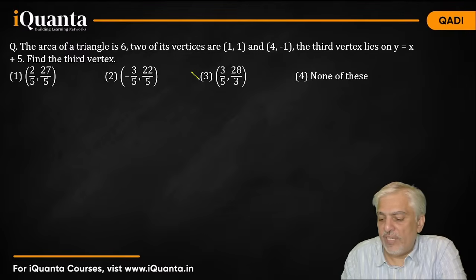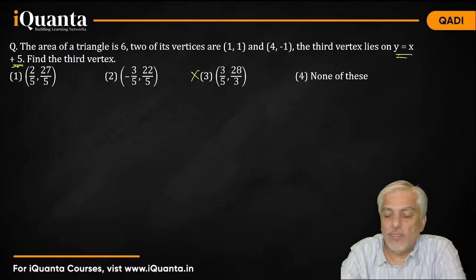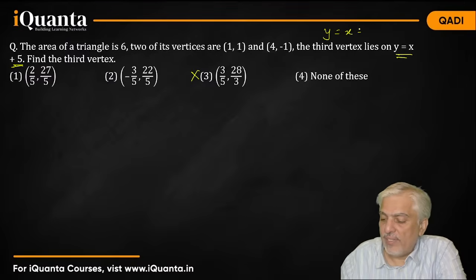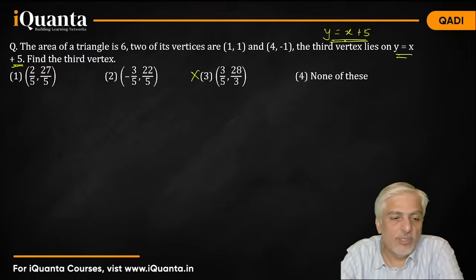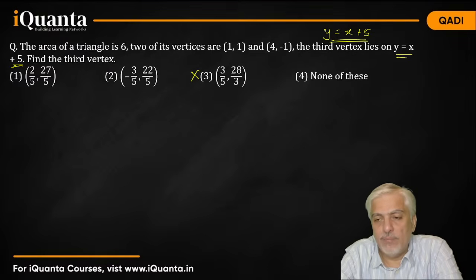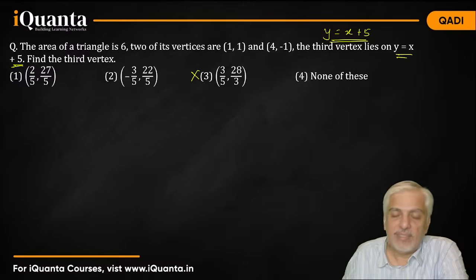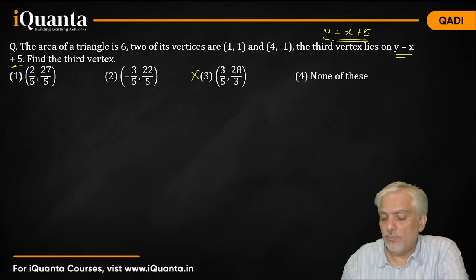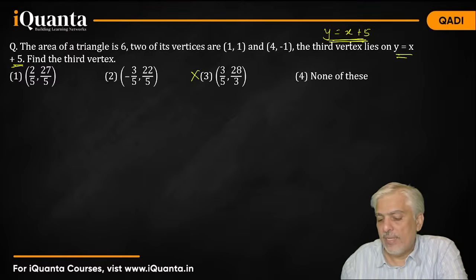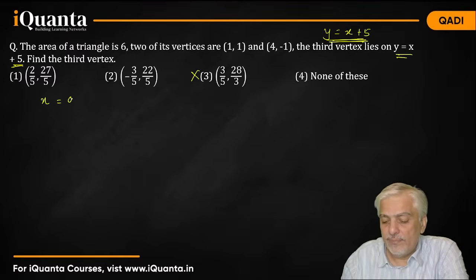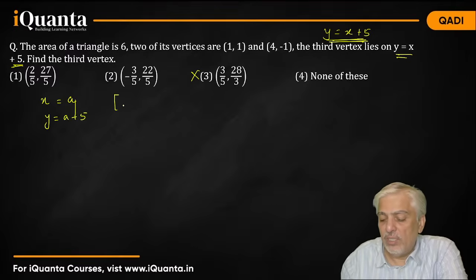Third option though is definitely not the answer, because third option is not satisfying this equation, y is equal to x plus 5. Two methods to do this question. Most probably in exam situation, I would have used options. But right now I'm showing you the method. Because I know that my third vertex will pass through this line, I will take the x coordinate as a and the y coordinate becomes a plus 5. That means my third coordinate is a comma a plus 5.